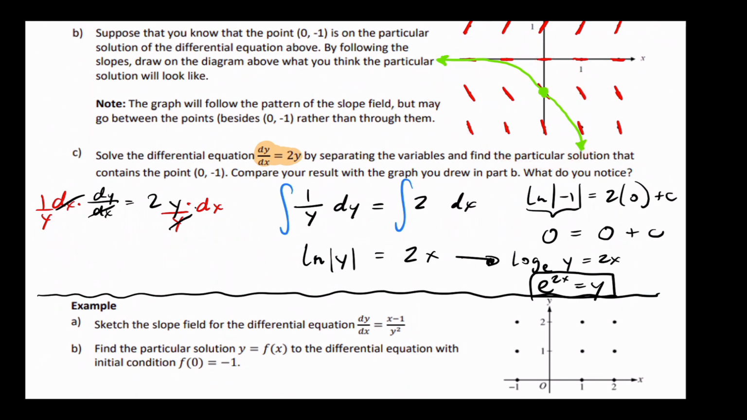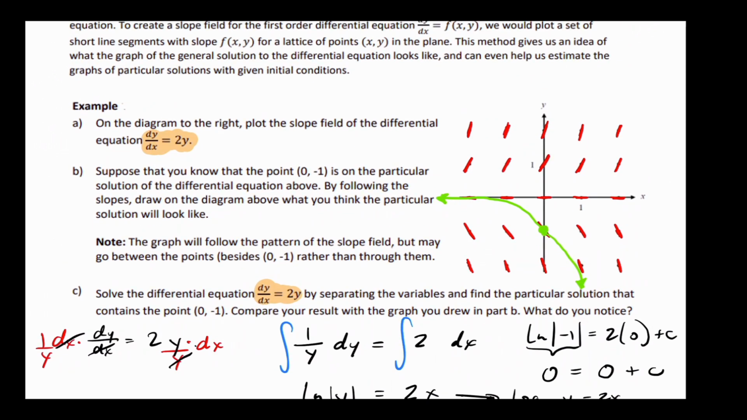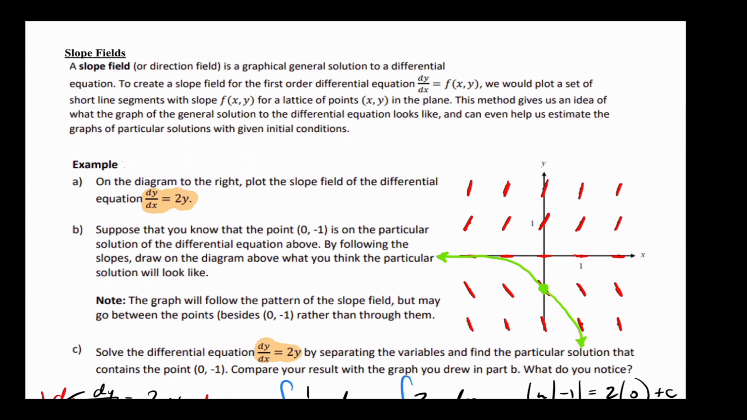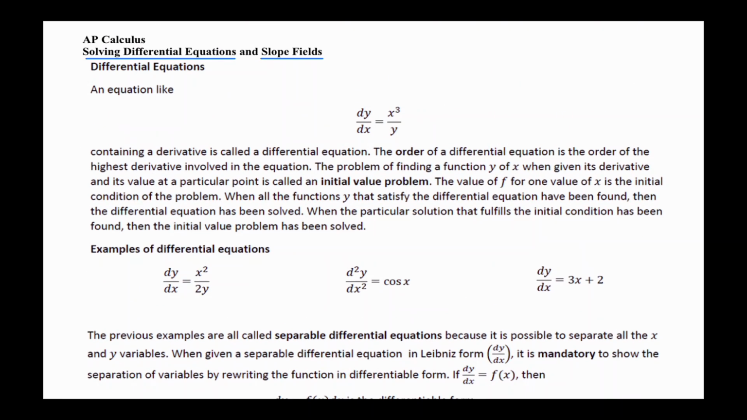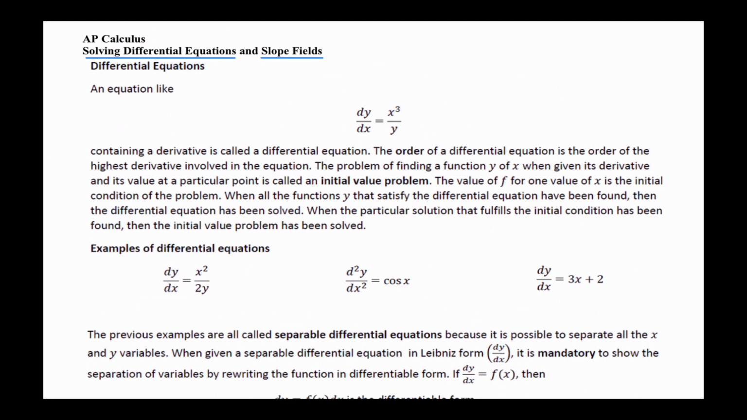Okay? So essentially we're doing the same thing. One is just a graph and one is doing it using antiderivatives in algebra. So slope fields, that's why I put them on the same notes, because they're the same thing. I used to do them separately, but slope fields and solving differential equations are the same thing. One is just analytically, and one is on a graph. Okay?